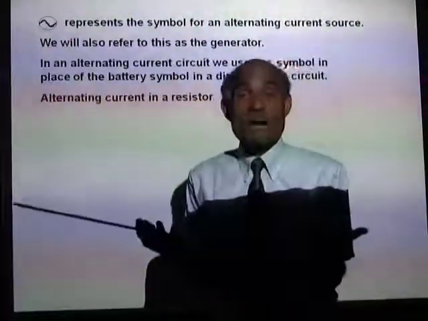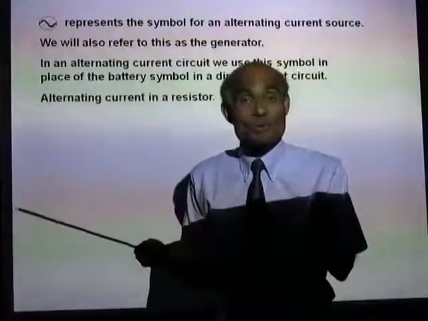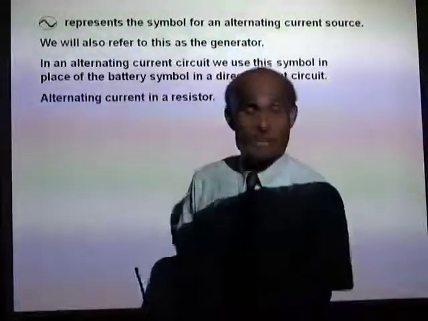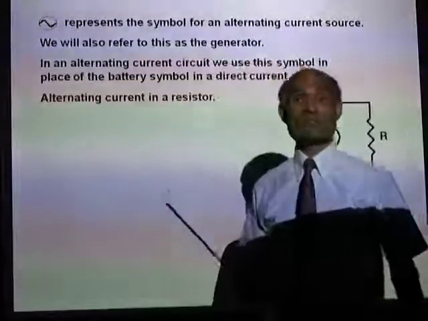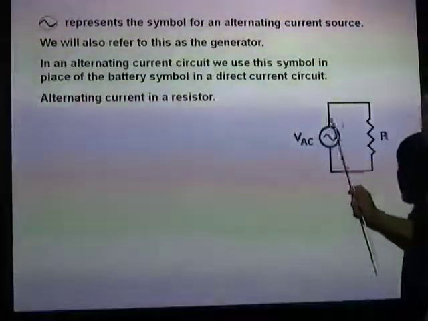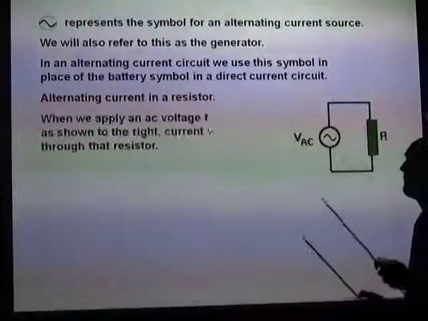Well, we know about direct current in a resistor, controlled by Ohm's law. Is that right? The potential difference V equal to IR. Is that valid for alternating current? Well, I have here a circuit. This is the generator connected to a resistor R.